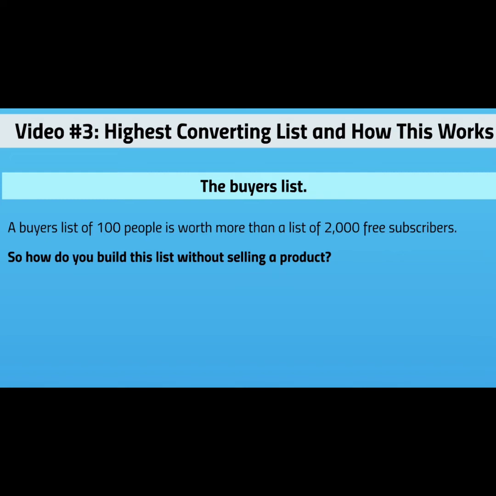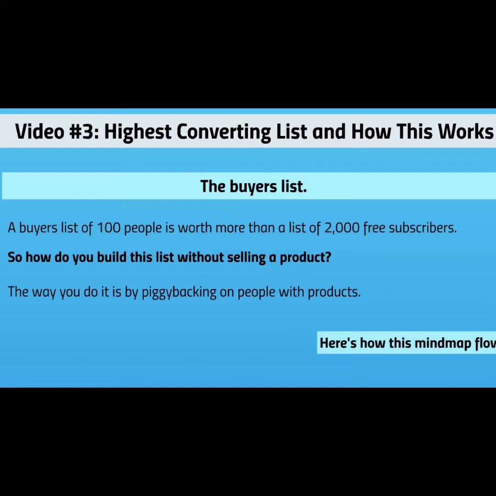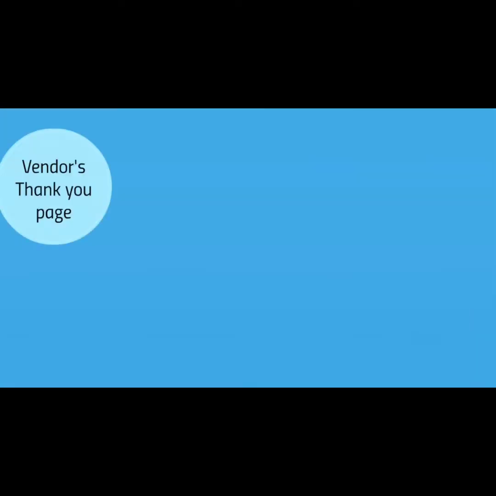So how do you build a list without selling a product? That doesn't really make sense, does it? But after I show you, this will definitely make more sense. So the way you do this is by piggybacking on people with products, so vendors. And here's how this mind map flows. Basically, this is how it works.